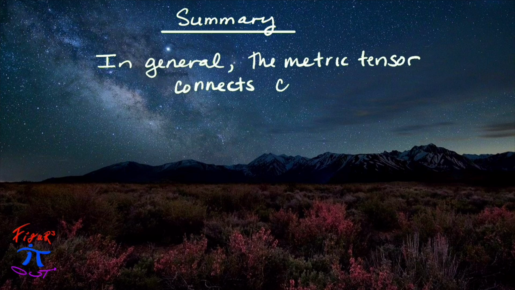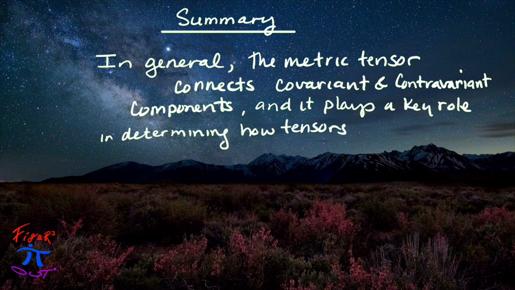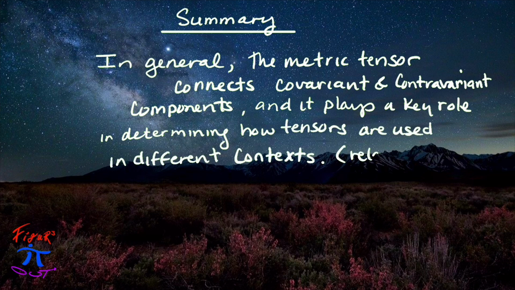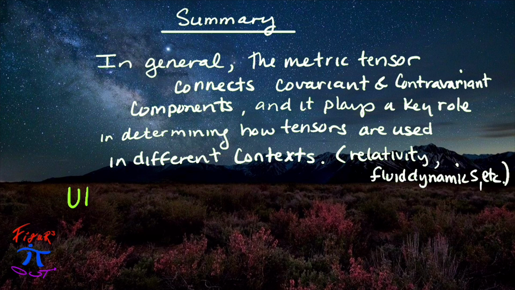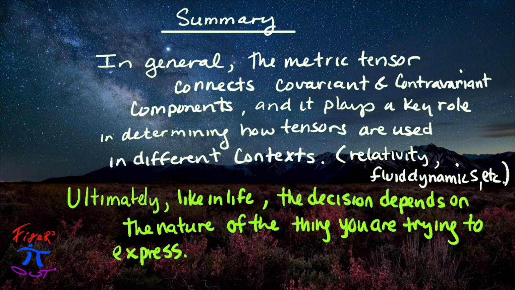And in general, the metric tensor connects covariant and contravariant components, and it plays a key role in determining how tensors are used in different contexts: relativity, fluid dynamics, etc. So ultimately, like in life, the decision depends on the nature of the thing that you are trying to express.